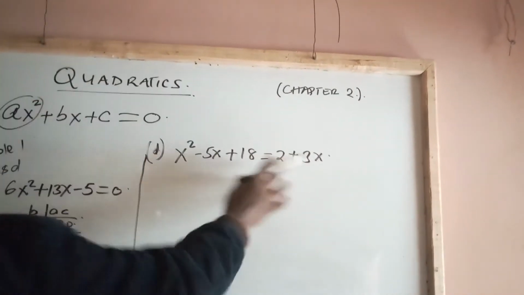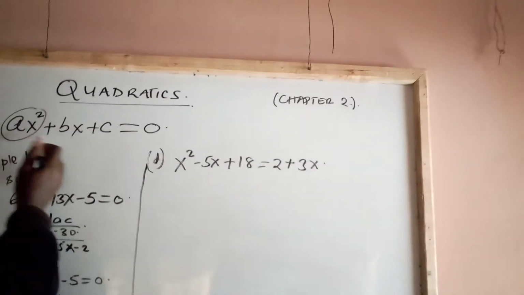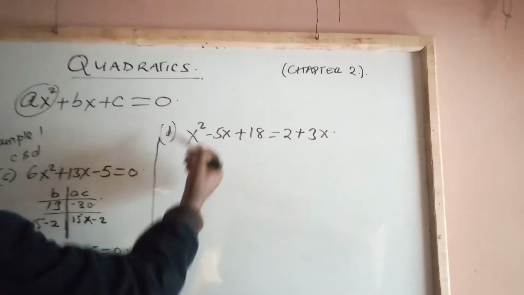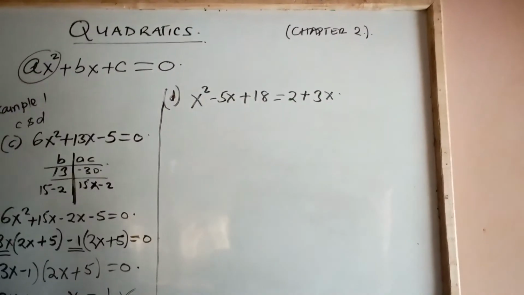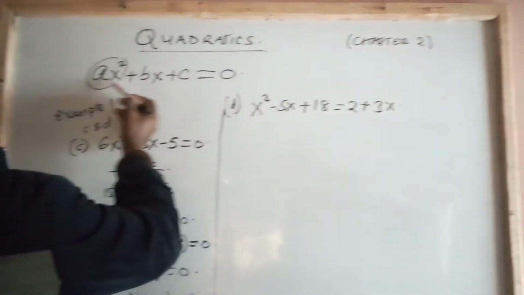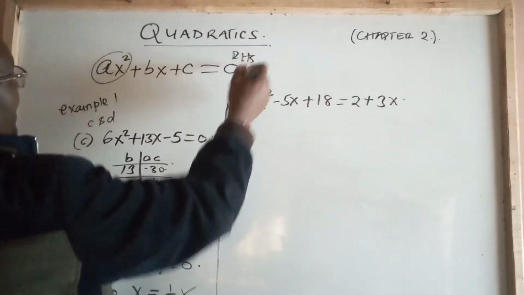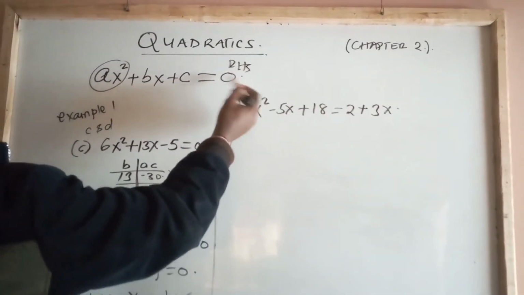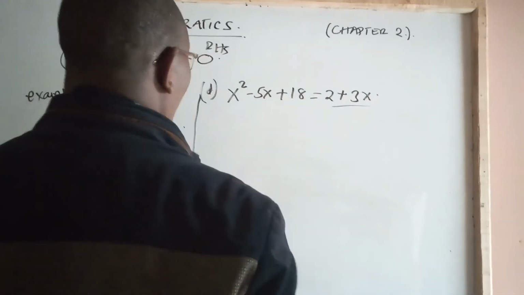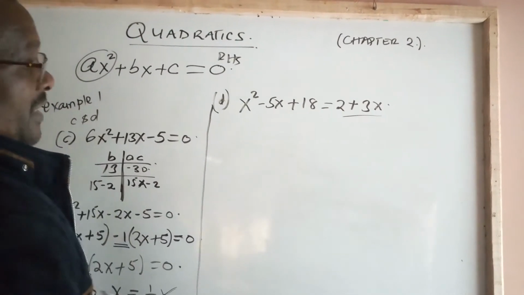You can see this one, the right hand side is not equal to 0. And you can see the general requirement of any quadratic equation, so long as the highest power of the unknown is 2, then it is a quadratic equation. And the general requirement of a quadratic equation, by the time you solve it, let the right hand side be equal to 0, as you can see.